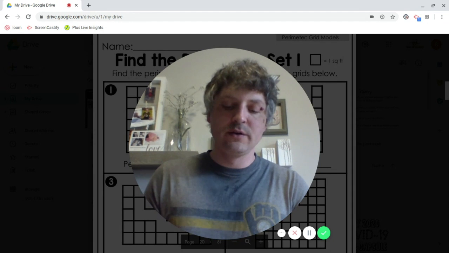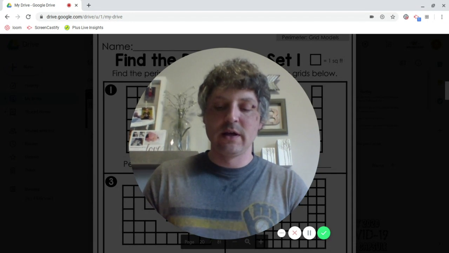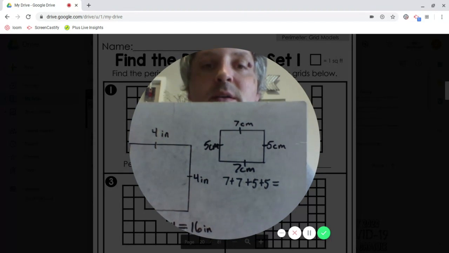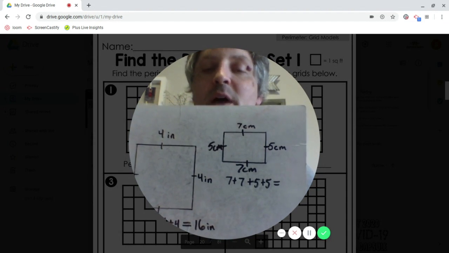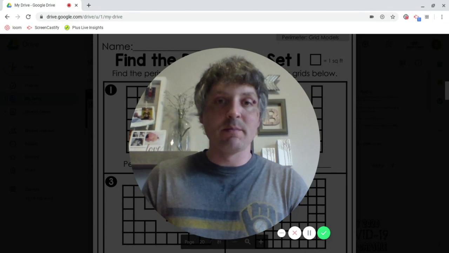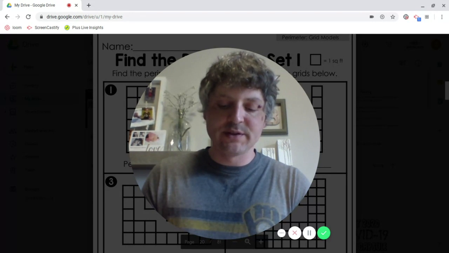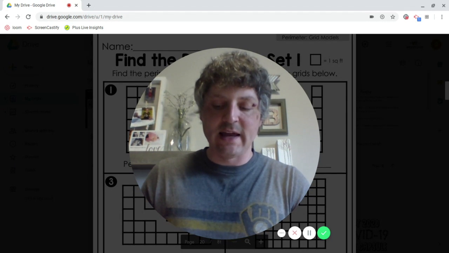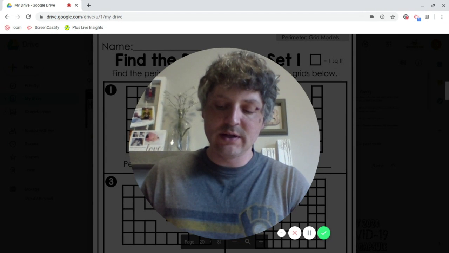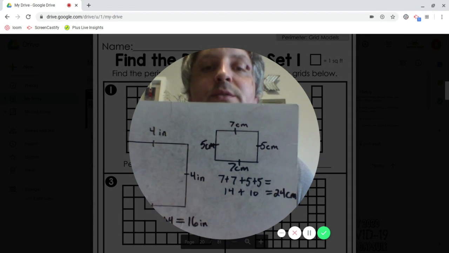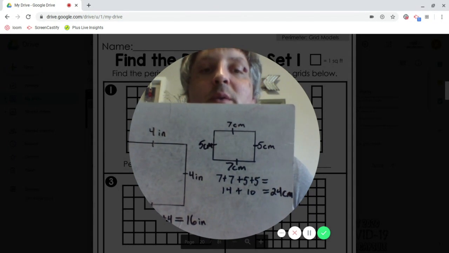I know I have 2 7s, so I can do 7 plus 7, and 2 5s, plus 5 plus 5. Your equation would look something like that, because I'm just adding up the numbers on the outside. I'm not multiplying, subtracting, or dividing. I'm just adding them up. And then after I add them, I want the proper unit. So 7 plus 7 is 14. 5 plus 5 is 10. So 14 plus 10 equals 24, and my unit is centimeters. So 24 centimeters would be my perimeter.